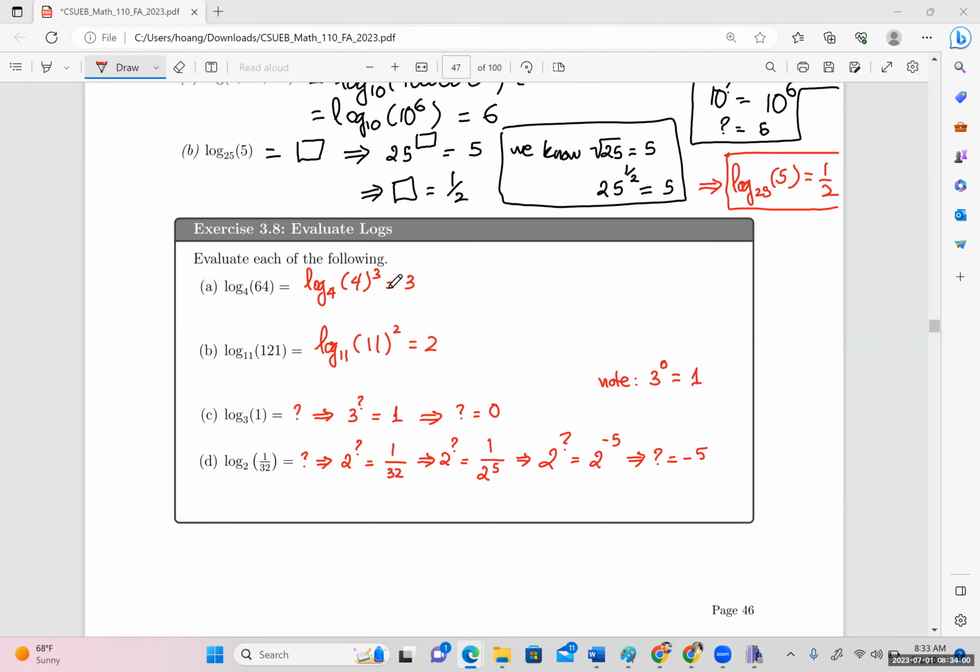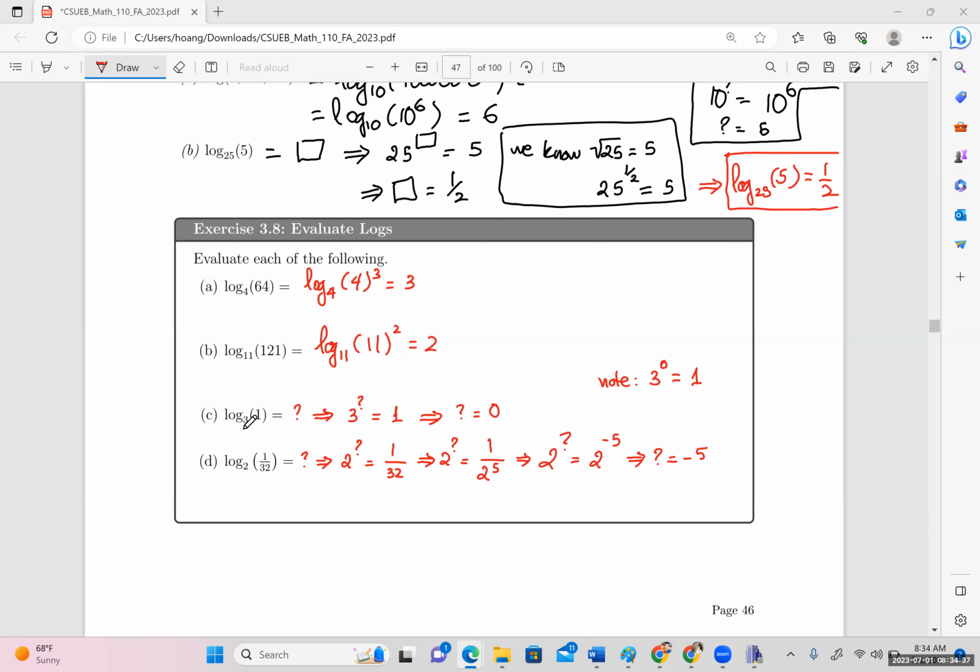The first two is 3 and 2. I do it by applying the handy property, the first handy property. I change the argument 64 to be 4 raised to 3, so I can end up with only 3, right? Similar with B, I change 121 to 11 raised to power 2, and that makes the power 2.